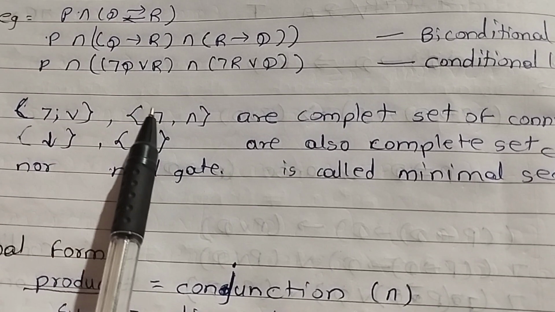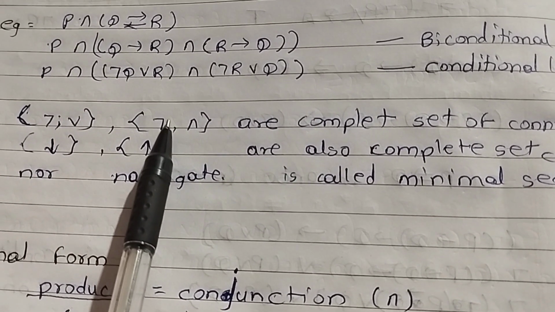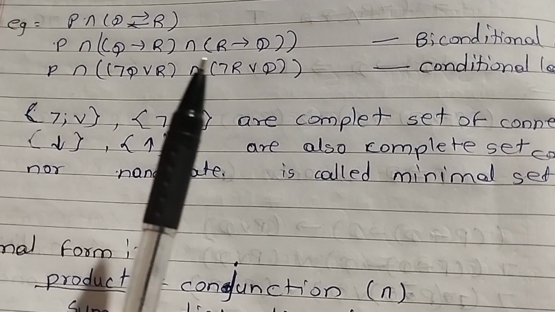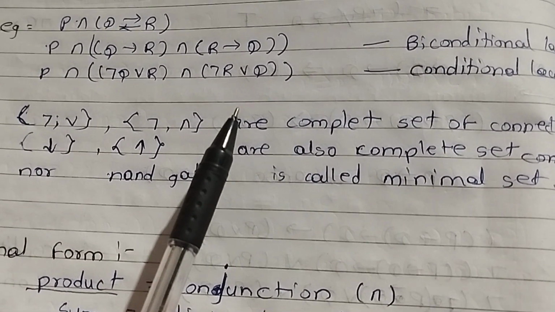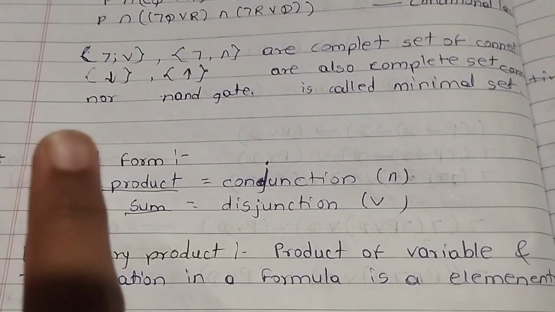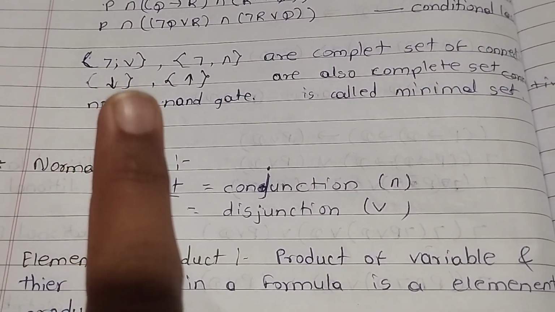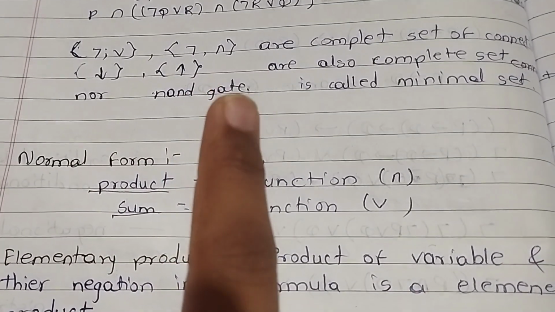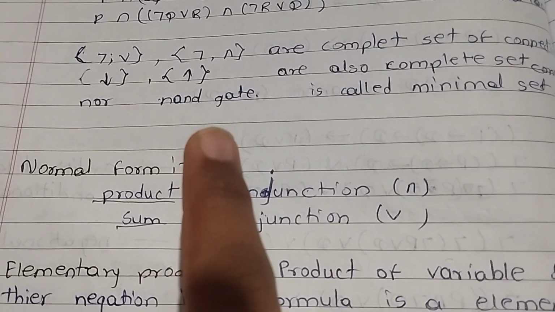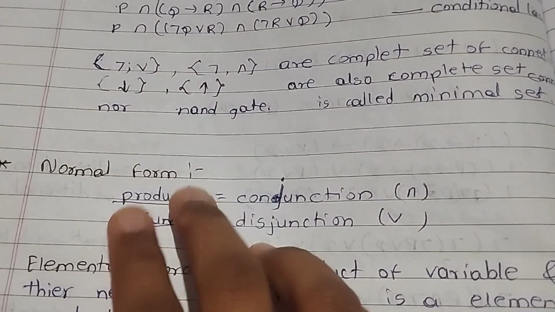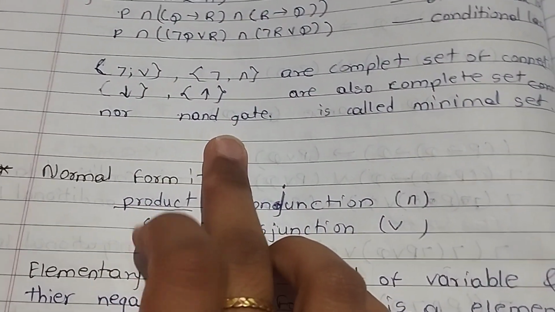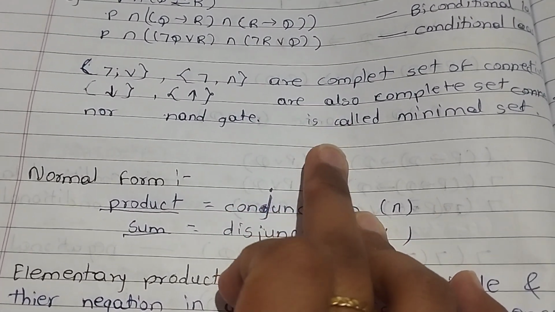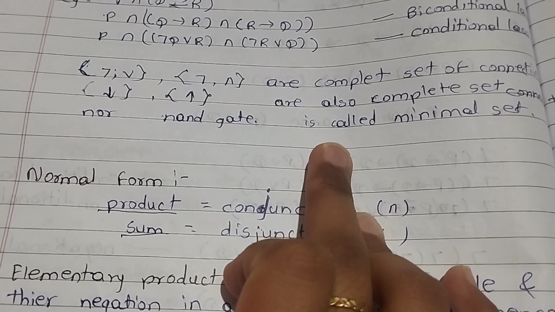If any one of the sets is present in the result, then this is called a complete set of connectives. And we know negation OR we call NOR, and negation AND we call NAND. So these NOR and NAND sets are called complete sets, and this complete set is also called a minimal set.